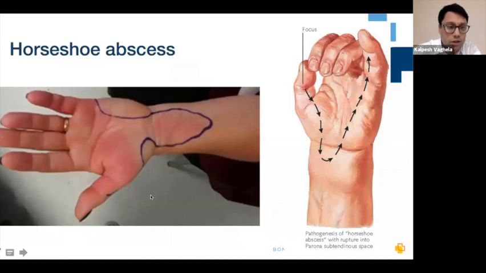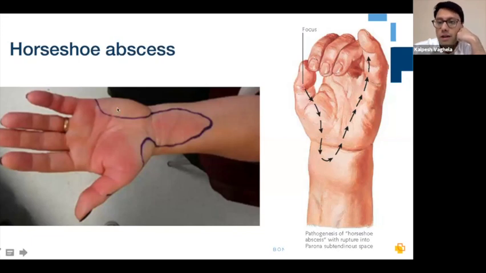You can see this lady, in this picture, she's got swelling of the thumb and into the thenar eminences, and then she's also got swelling of the little finger. There are some situations where there's an interconnection between the flexor sheath of the little finger and the sheath of the FPL, and these connect within the distal wrist, within the distal forearm in a space called Parona's space, and this can cause a U-shaped or horseshoe-shaped abscess.